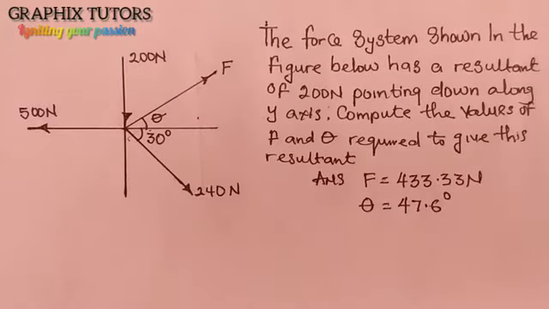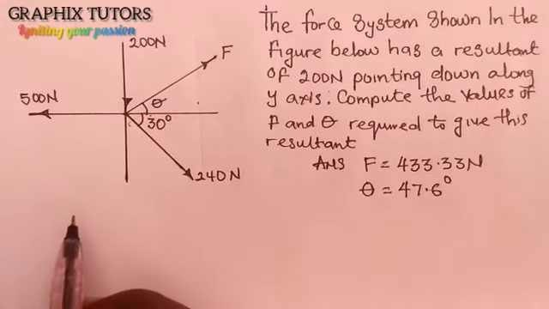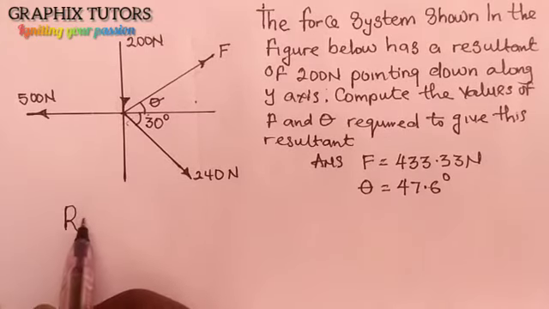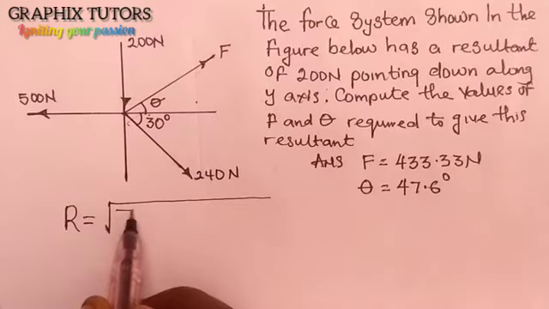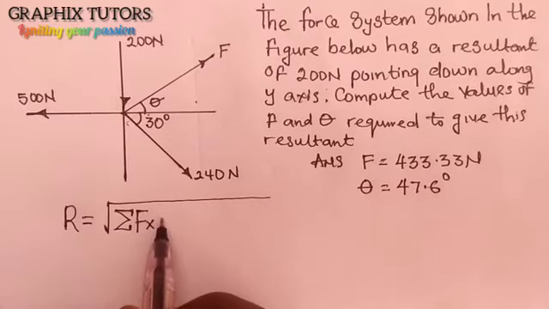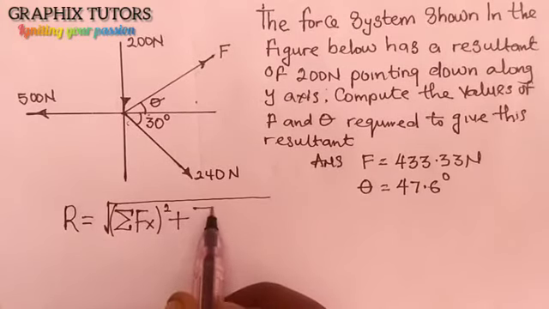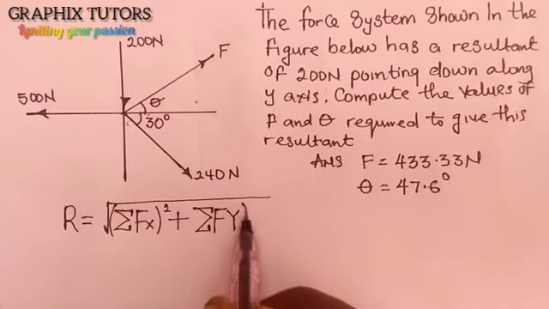So from here, we know that the resultant force R is giving us the square root of the summation of f of x all squared plus summation of f of y all squared.